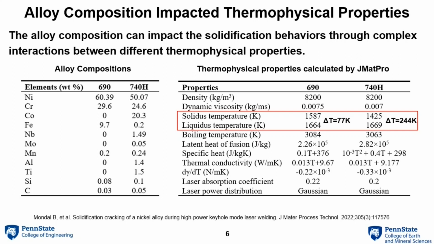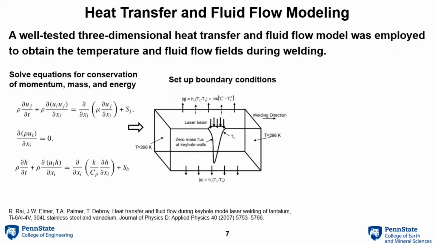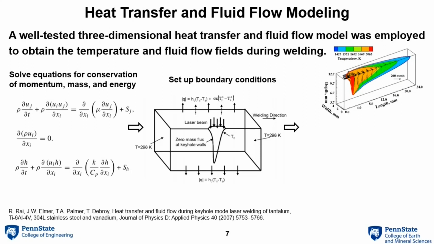So this larger solidification temperature range can induce a larger mushy zone size during the welding process and increase the chance for solidification cracking. To capture the process conditions during welding, a well-tested three-dimensional heat transfer and fluid flow model was employed. What this model is doing is solving the equations for the conservation of momentum, mass, and energy. And then by applying boundary conditions, such as the temperatures or heat flux on different surfaces, we can eventually calculate the temperature field in the weld.